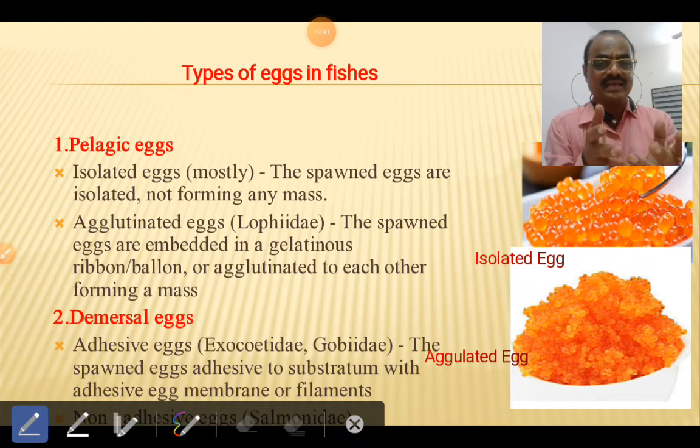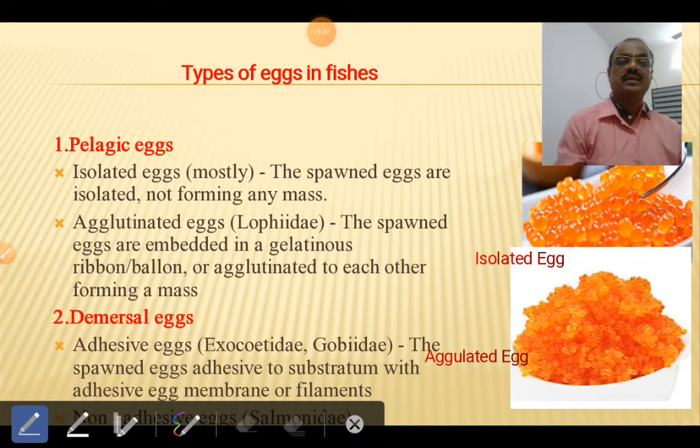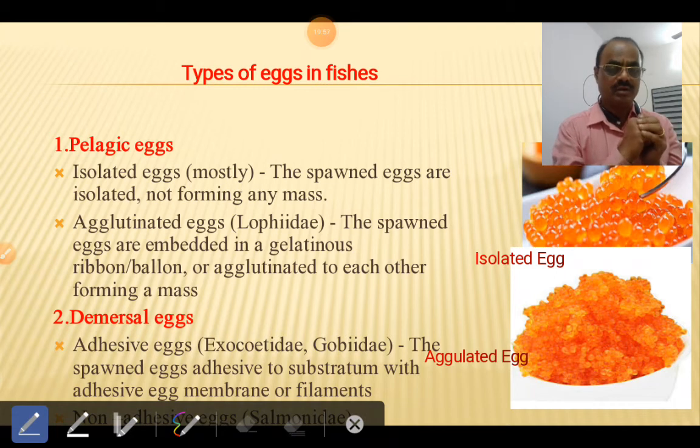The pelagic eggs are nothing but floating eggs. In the pelagic zone, there is the ocean. When you see the zonation of the sea, after the neritic zone, there is a large open ocean water. In that open sea, that area is called the pelagic zone, and whatever eggs the fishes lay in the pelagic zone are called the pelagic eggs.